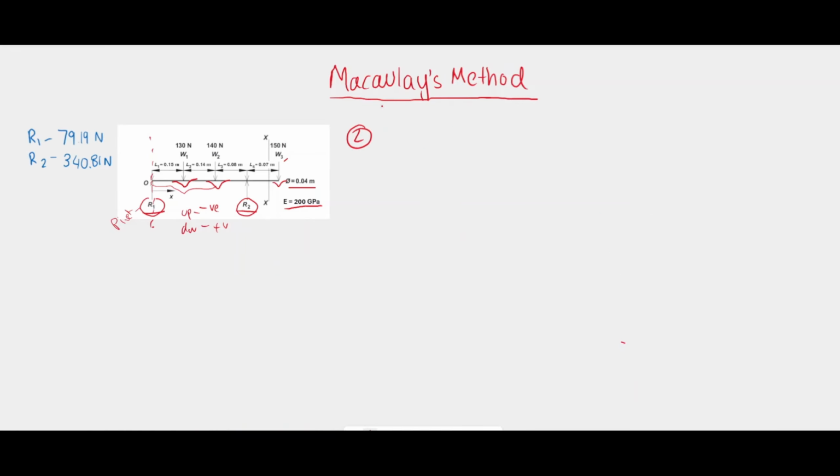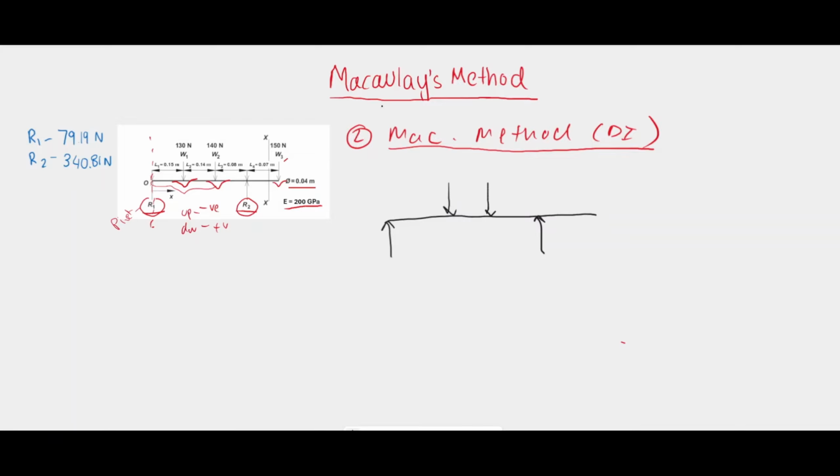The next step is to use Macaulay's method, which is also the double integration. So let's visualize this beam. We have R1 acting upwards here and R2 acting upwards there. Then we have forces W1 and W2 point loads acting in this position, and W3 acts at the end. The first thing we have to do in Macaulay's method is draw an X line at some point. Usually we take it right before the last force acting on the shaft of the beam.